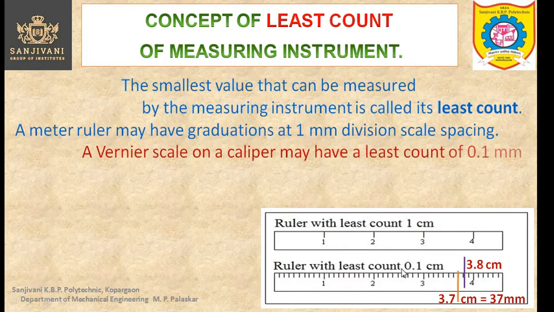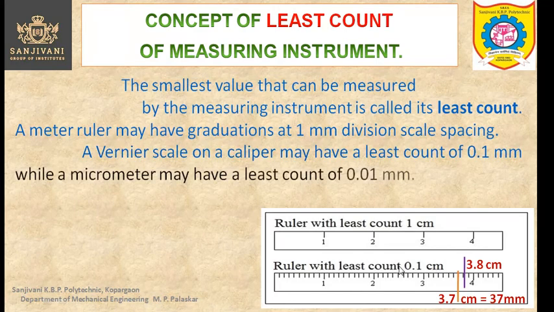If we take other instruments like the vernier caliper, the least count is even less, that is 0.1 millimeter. We have vernier calipers of least count 0.1 millimeter, and even below that, micrometers have a least count of something like 0.01 millimeters.